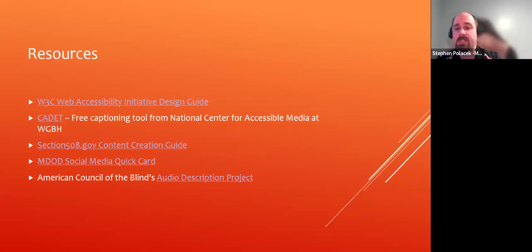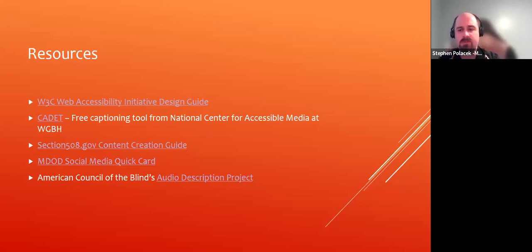There's CADET, which is a free captioning tool from the National Center for Accessible Media. I've used that. It can be a little bit tricky to set up because it's browser based, so you have to change a couple of settings to make it work. But once you've done it, it works really well. If you have questions about using it, please reach out. I have used it before. I can guide you through how to work with it.